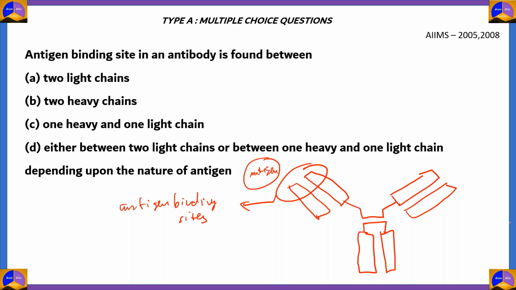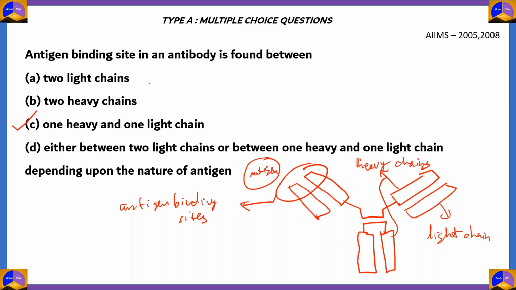Now, what about these blocks? The block which is not connected, this is known as a light chain. And the blocks which are connected, which include these as well as these, which are connected by sulfide bonds, they are known as heavy chains. So this is a typical structure of an immunoglobulin. Now, notice at the antigen binding site, one of these is a heavy chain and the other is a light chain. So an antigen binding site in an antibody will be found between option C, 1 heavy and 1 light chain.